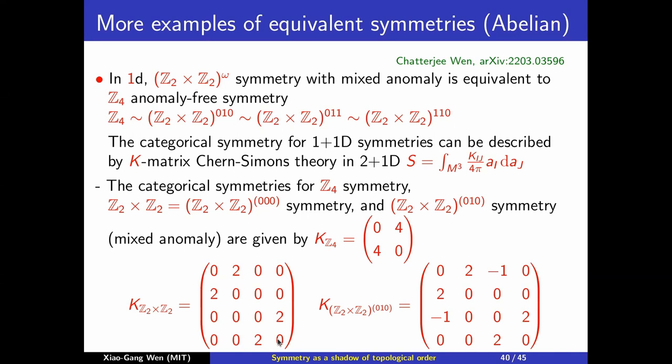Just putting them together, we get Z2 cross Z2. Okay. Then what is the mixed anomaly? The mixed anomaly means the topological order has something on this block. Yeah, this part needs some other things to derive, but let's take this. So the minus one, I think one also works, minus one, one on this block. So that's a Z2 cross Z2 with a mixed anomaly. So this is the categorical symmetry for Z2 cross Z2 with mixed anomaly. This is the categorical symmetry for Z4. Okay. And the K matrices are very different. So it looks like a different topological order. It's a different Chern-Simons theory, a different topological order.